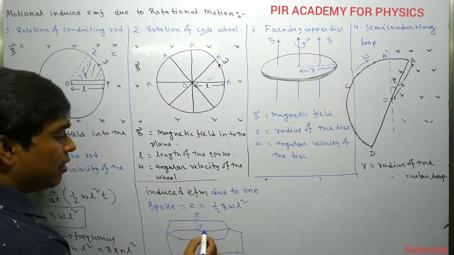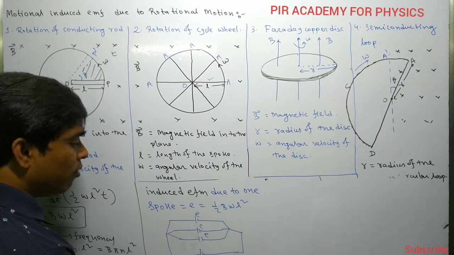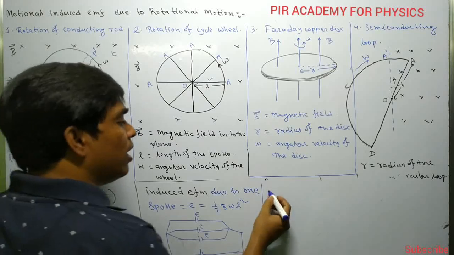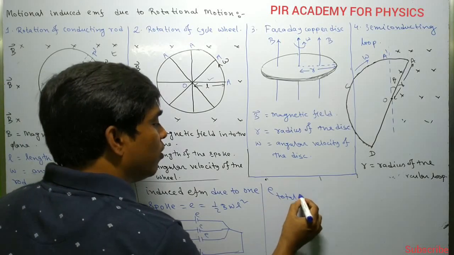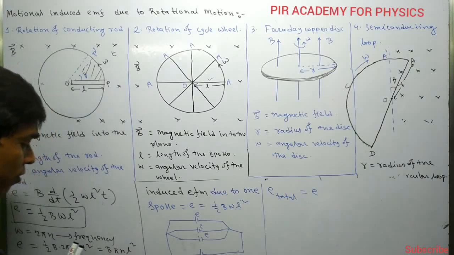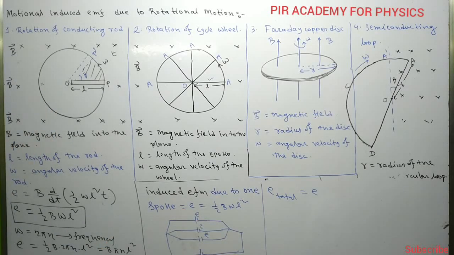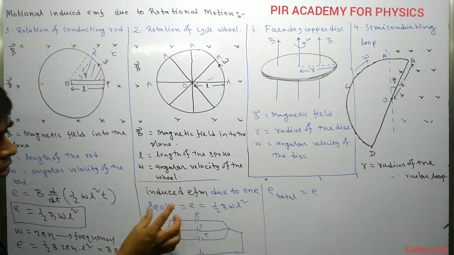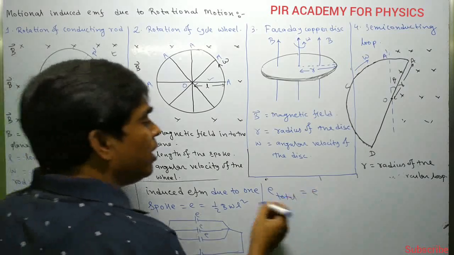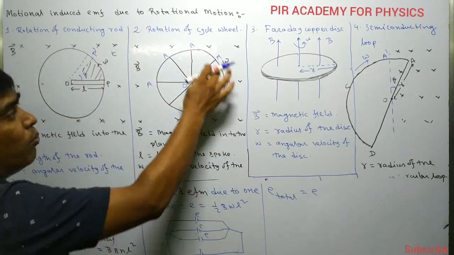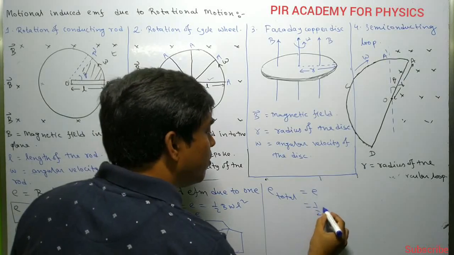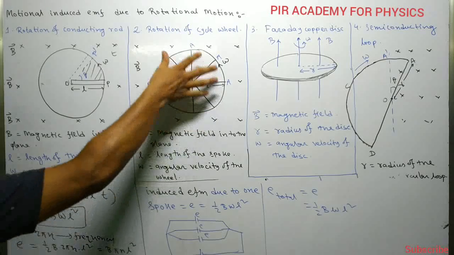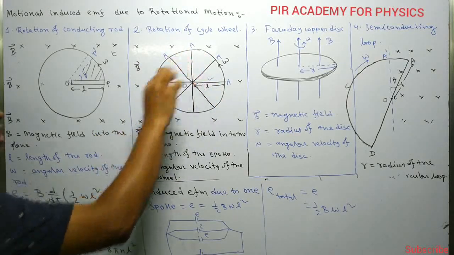So this is the E, this is E total. What is the total EMF? Total EMF, E total, equals E, because they are connected in parallel. So the total induced EMF will be the EMF due to one spoke. That means the total EMF generated by the wheel equals half B omega L square. That means this induced EMF does not depend on the number of spokes.